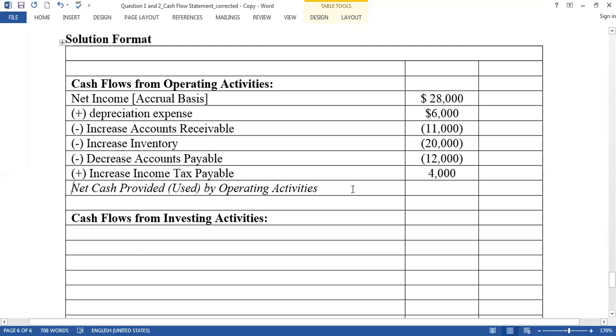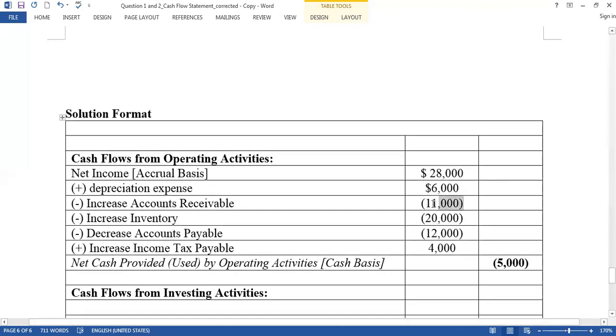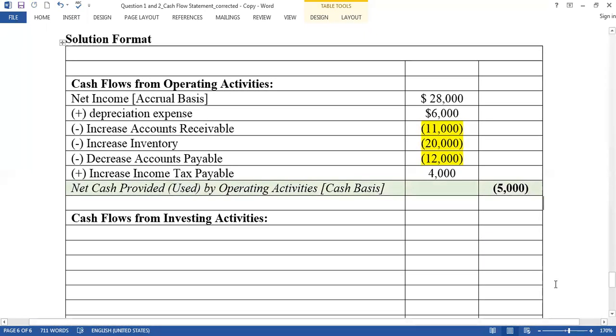Okay, now we are going to find the cash basis net income. You find that cash basis net income is minus $5,000, because we have some plus. Look here, the minus is higher. These three items are minus and another three items are plus. So finally we find that the cash basis is minus. So we are done.